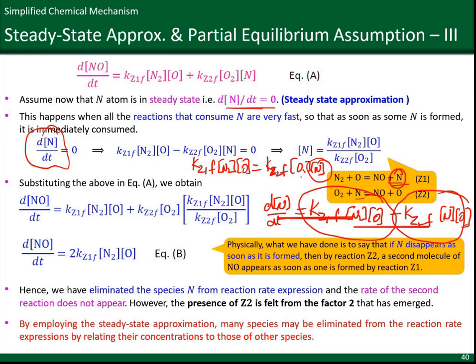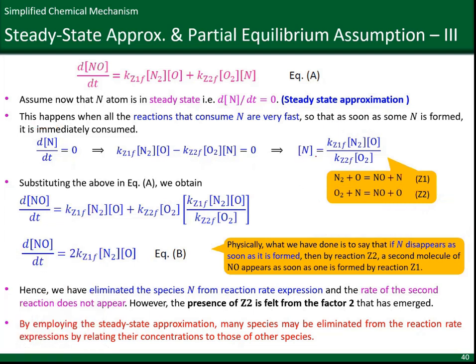Now remember, we are doing all of this because we want to write an expression for the nitrogen atom in terms of the rest. So we can send this to the bottom here, and we get an expression for the nitrogen atom as equal to kZ1F times N2 times O, which is the rate of formation, divided by kZ2F times O2. By using this steady state approximation, which is very reasonable and is exactly how the nitrogen atom is behaving in this particular set of reactions, we are able to write the concentration of nitrogen atoms in terms of the remaining species and the rates at which they are progressing.